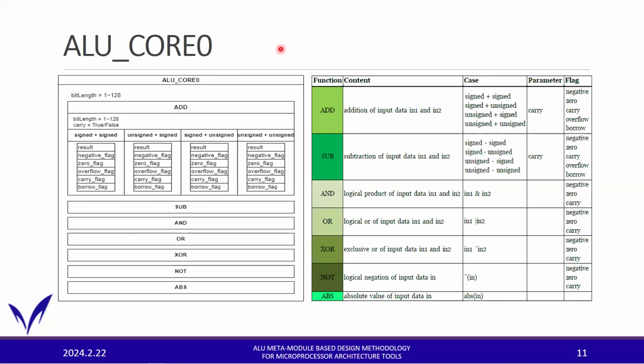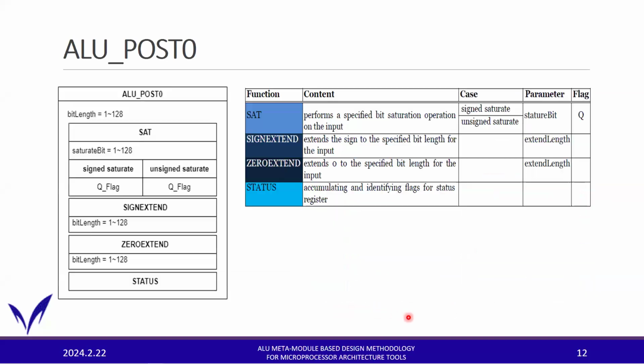Next, let's look at the ALU core-0 metamodule. The ALU core-0 metamodule has functions for arithmetic and logical operations. Among these, the arithmetic operations add and sub will handle the signed and unsigned cases separately, and flags that occur are also recorded separately. In addition to the arithmetic and logic operations, ALU core-0 also has an ABS absolute function in consideration of ARM's absolute value operations.